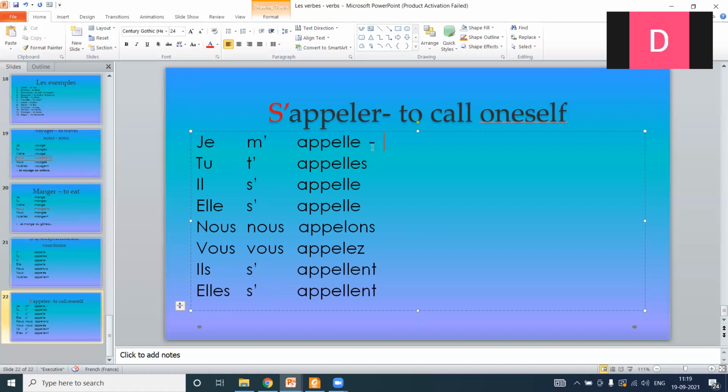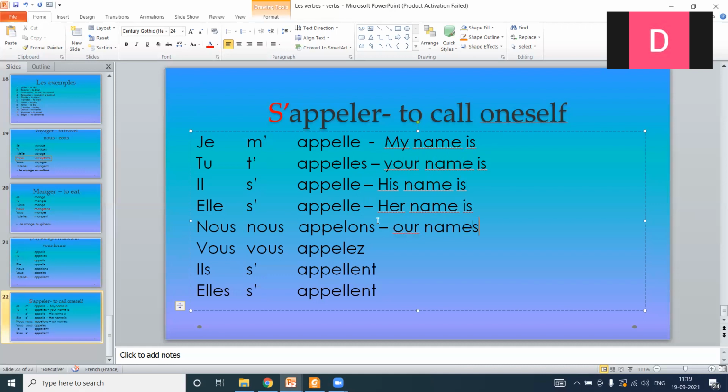So what will it be? Je m'appelle means my name is. Tu t'appelles, your name is. Il s'appelle, his name is. Elle s'appelle, her name is. Nous nous appelons, our names are. Vous vous appelez, your name is or your names are, as a formal way for elders, or when many members are there. Ils s'appellent, their names are. Elles s'appellent, their names are.